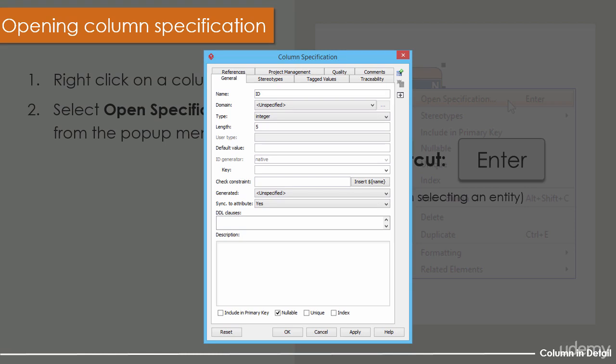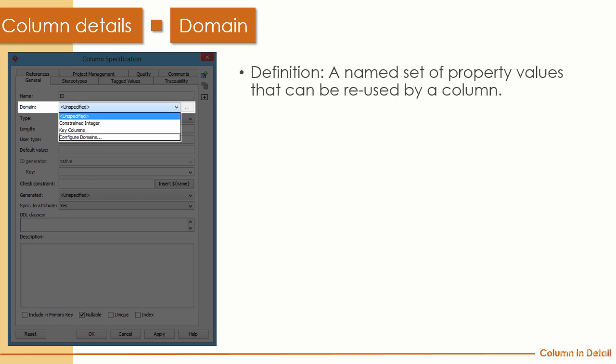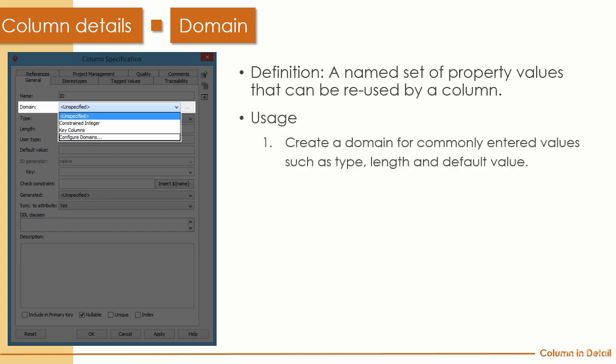Let's walk through the different fields you can set in the specification dialog box. The first one is the domain. This domain is the same as the domain we introduced in the table. It also contains a set of reusable values that you can reuse when you design your database. The usage is you create the domain and then you set the type, length, and default value, etc. Then you can reuse it in another column when you need it.